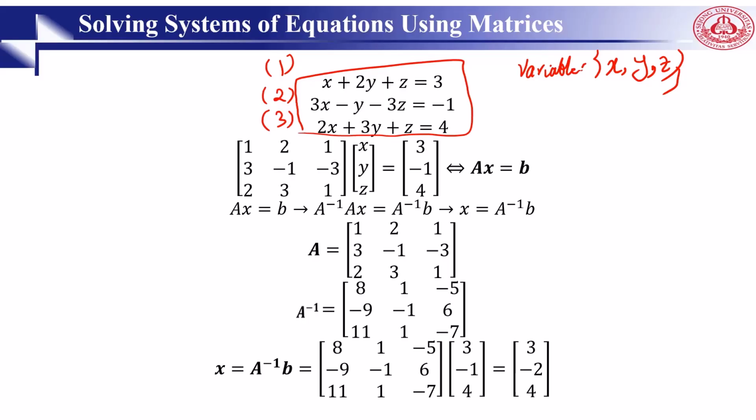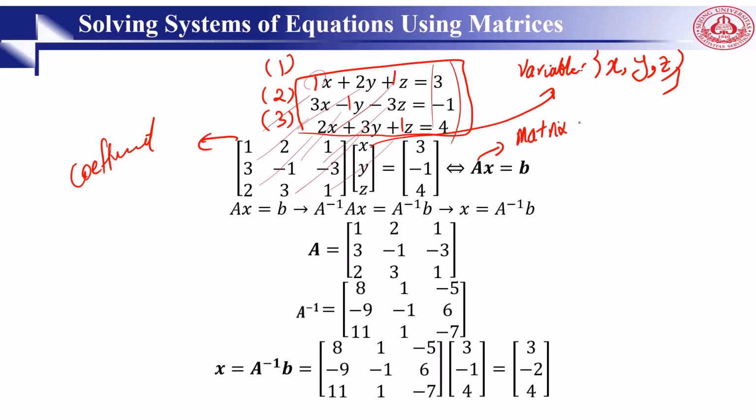Matrices are particularly useful when we want to solve a system of equations. These are the coefficients. It means this is 1, 2, 1, 3, minus 1, minus 3, 2, 3, 1, right? So simply 1, 2, 1, 3, minus 1, minus 3, 2, 3, 1. And this is a set of our variables, x, y, z. And here there is the other side, 3. So very simple, we say that A is the matrix of coefficients, x the variables, and this is the other side.